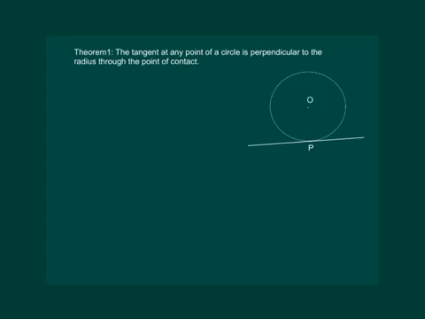If O is the center of the circle, then if we draw the radius from the point of contact P, we shall prove that OP is perpendicular to the tangent XY. Let us start with the proof. We need to prove that OP is perpendicular to XY. Let us take a point Q on XY other than P and join OQ.